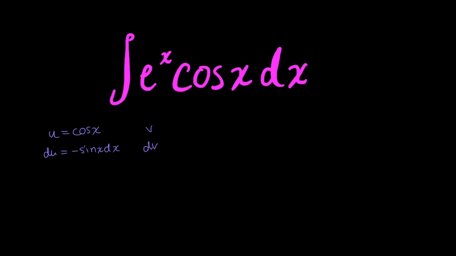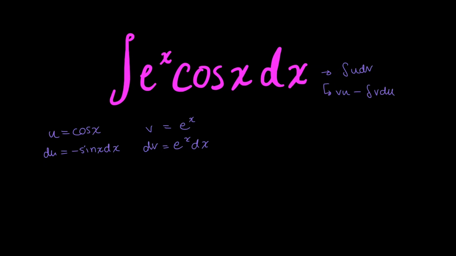Actually, let me write down what our integration by parts equation is. You'd use integration by parts when your original integral is in the form of u dv, so that you could solve it for uv minus the integral of v du. And that's what I'm trying to do here. So I'm assigning my dv as e to the x dx, and my v is going to be equal to e to the x, because the integral of e to the x dx is just e to the x.